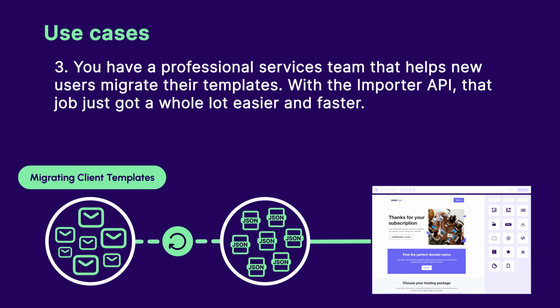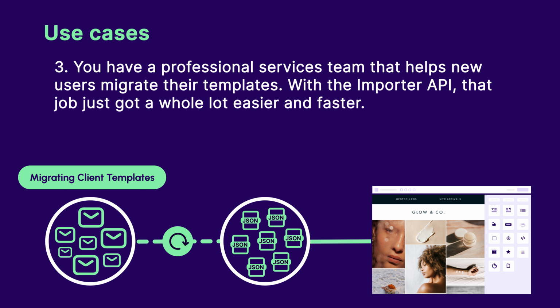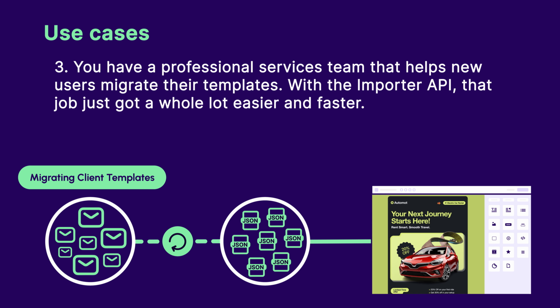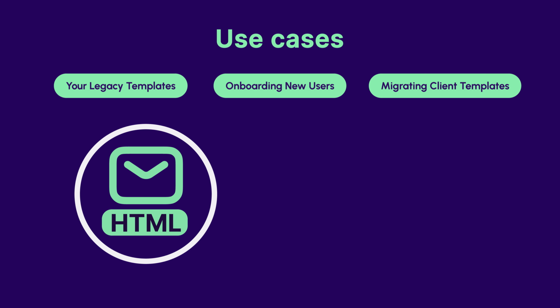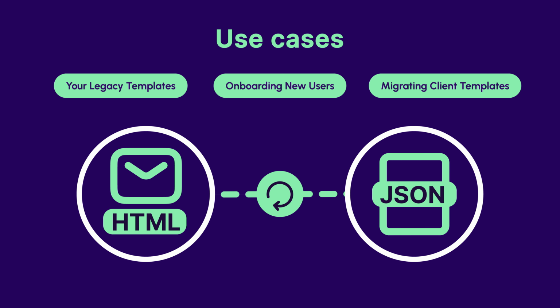Or maybe you have a professional services team that helps new users migrate their templates. With the Importer API, that job just got a whole lot easier and faster. No matter how you're planning to put the HTML importer to use, it will dramatically streamline your processes. This isn't just about saving time. It's about empowering your users to finally embrace modern email builders without heavy lifting, unlocking faster onboarding, happier customers, and a smoother workflow for everyone.